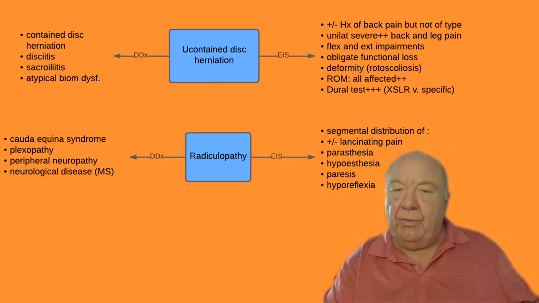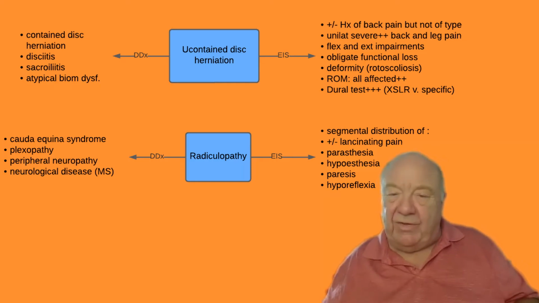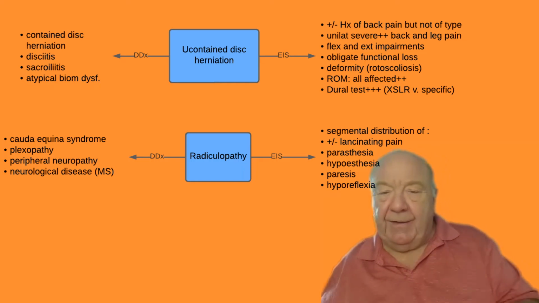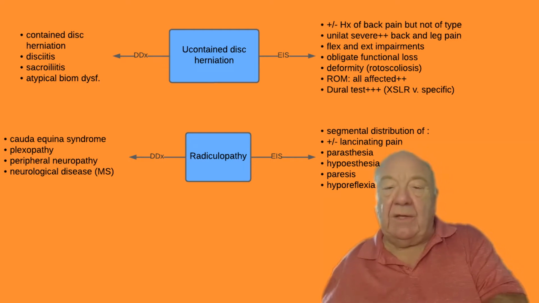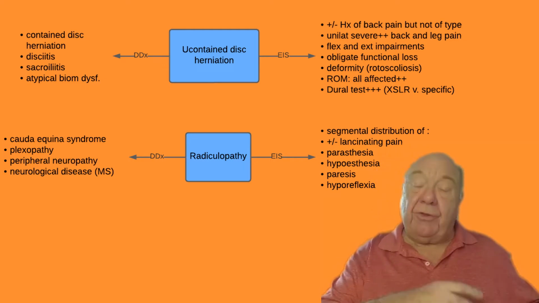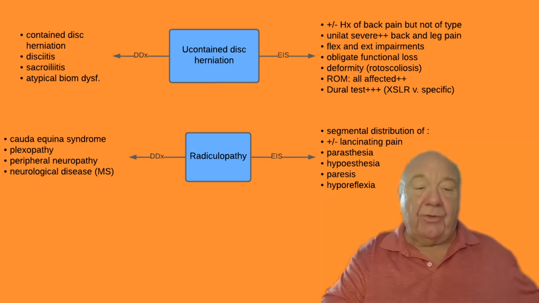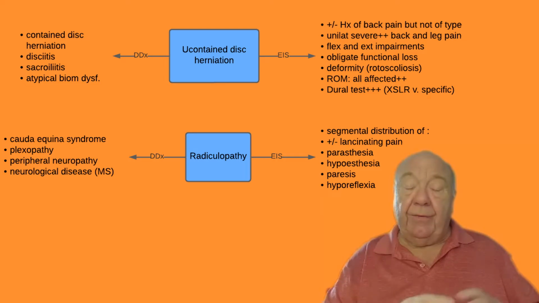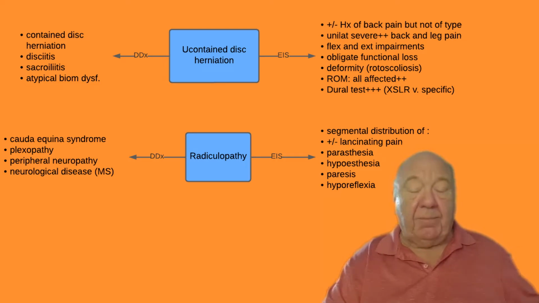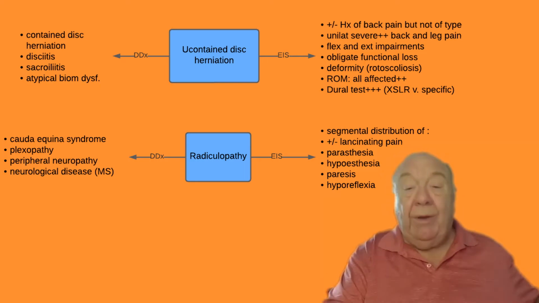The episodes are severe. These are catastrophes. So typically this is a unilateral, very severe back and leg pain. There are both flexion and extension functional impairments. The functional loss is obligate. They can't walk. The idea that this is worse on sitting and better with walking is just not true at all. These things are painful sitting, they're painful on walking. They get worse as you walk, and you cannot walk, you limp.